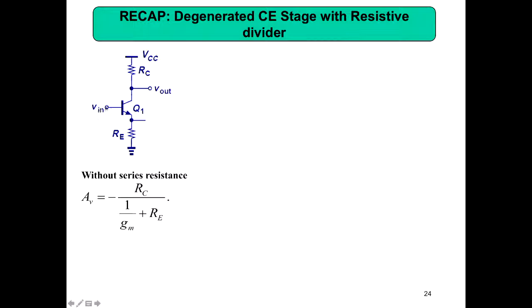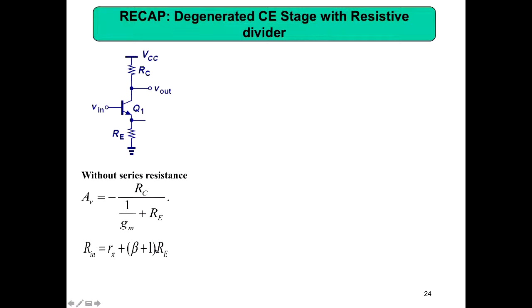If you don't have any resistance here, that resistance could be due to a source that you connect here, coming from a microphone's output impedance or the impedance of the preceding stage if you are designing a multi-stage amplifier. So if you don't have that impedance here, the expression for voltage gain equals minus RC by (1/gm plus RE), and Rin is r_pi plus (beta plus 1) into RE.